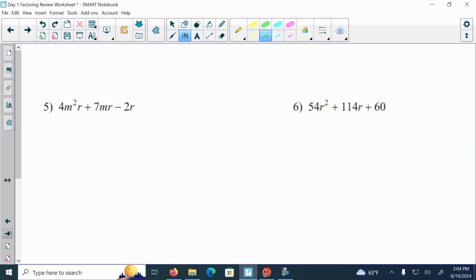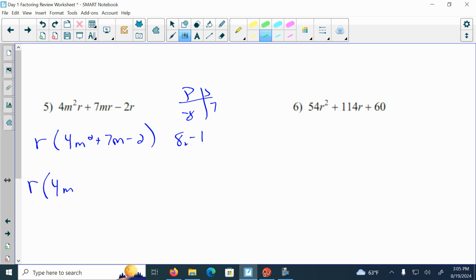Okay, number 5, again, I'm trying to factor. I look here and I can factor out an r. So I'm left with 4m squared plus 7m minus 2. And then I'm going to do product sum. My product is negative 8. My sum is 7. So I'm going to take a positive 8 and a negative 1. That gives me a sum of 7, a product of negative 8. Okay. So I am going to leave that r out in front.